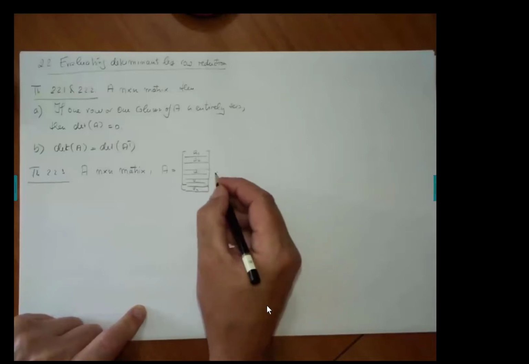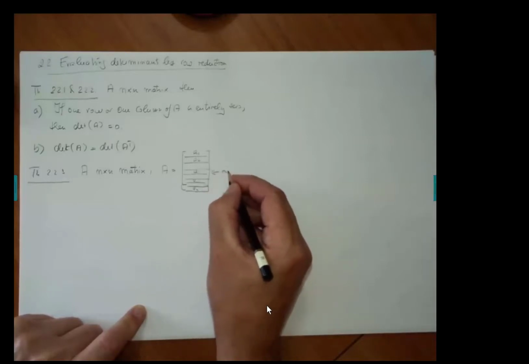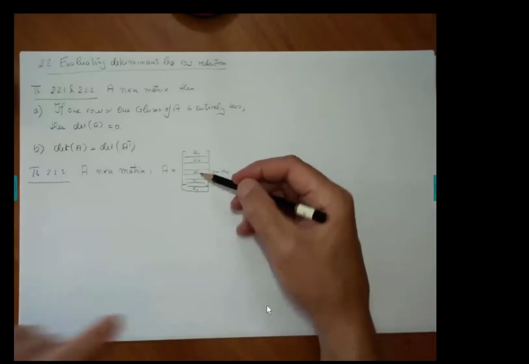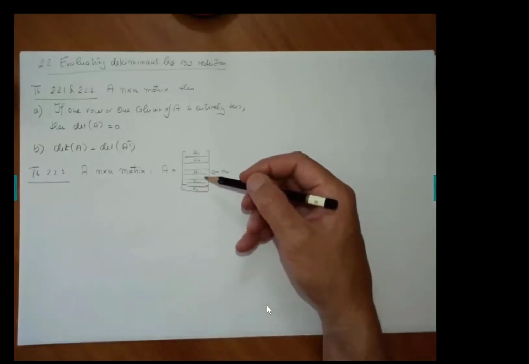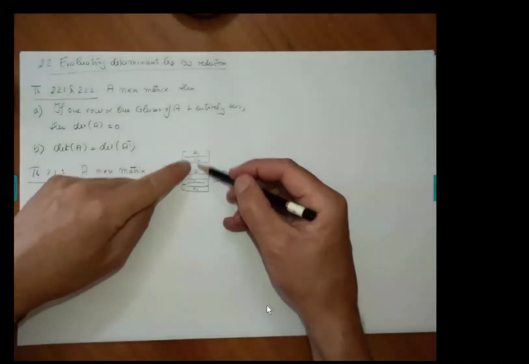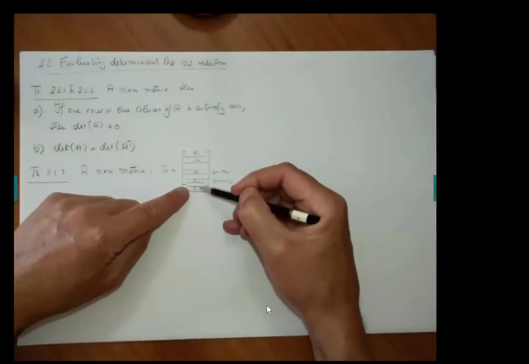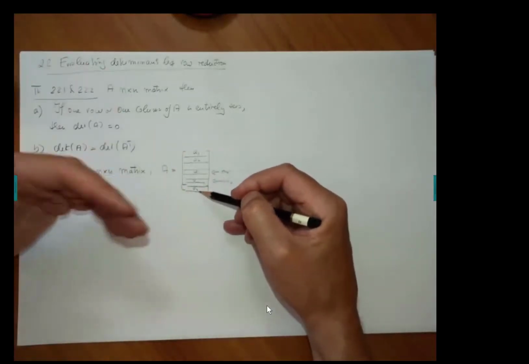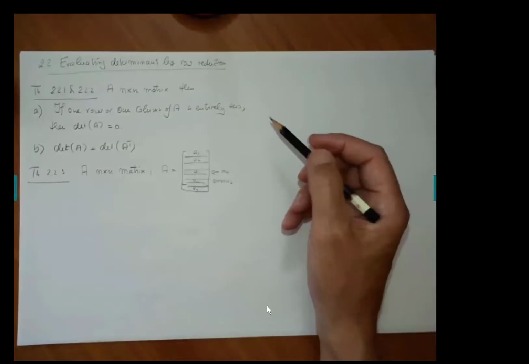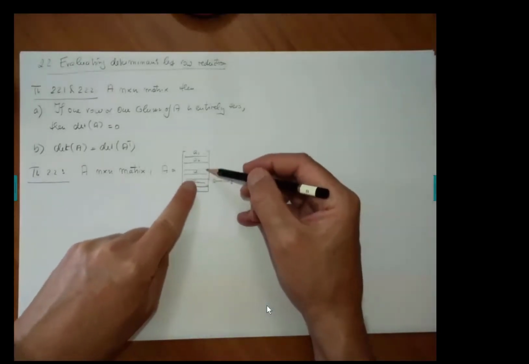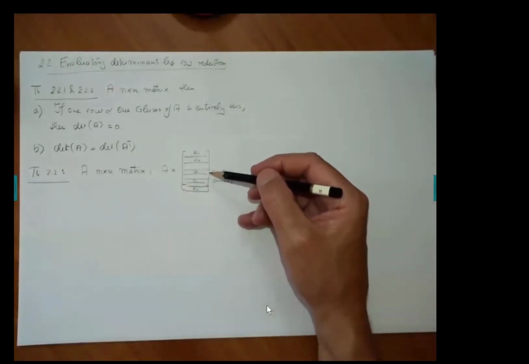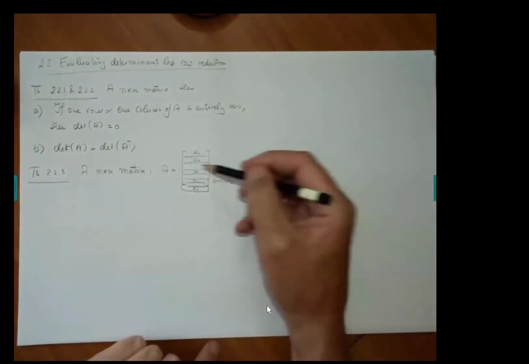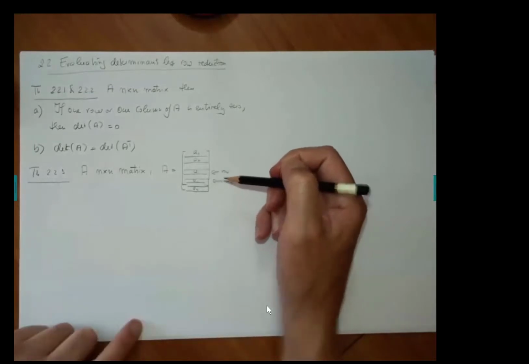So here is row I, here is row J. And I single them out because I like to do something with these two rows. So it starts with A1 to AN. Somewhere arbitrary is a row AI, somewhere is a row AJ. And now the question is, if we change these two rows in 3 different ways, how will this change the determinant?